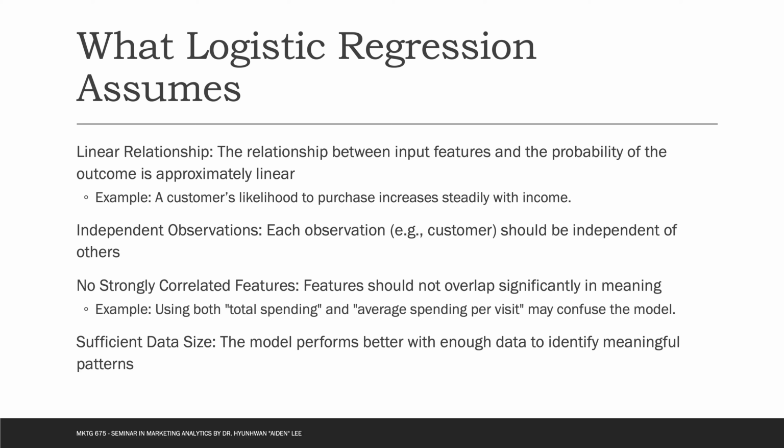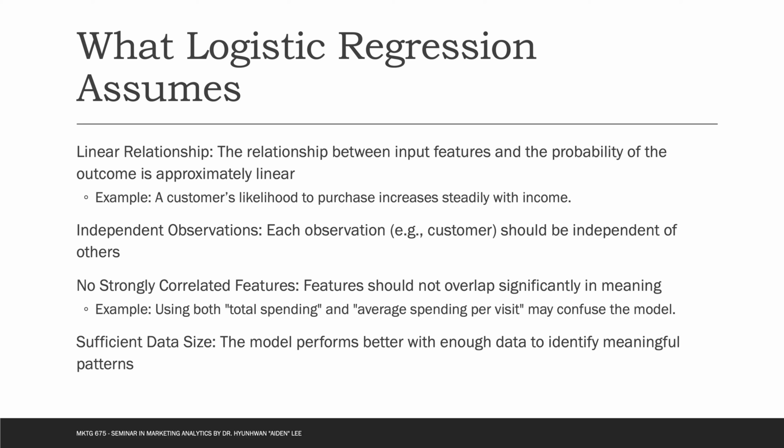First, it assumes an approximately linear relationship between the input features and the probability of the outcome. For example, as a customer's income increases, the likelihood of purchasing might steadily increase as well. Second, it assumes independent observations. Each row in the dataset, such as each customer, is treated as separate and not directly influencing the others.